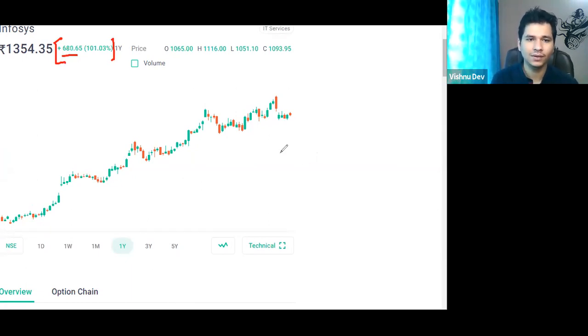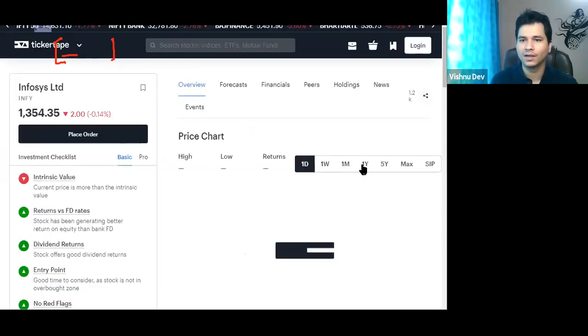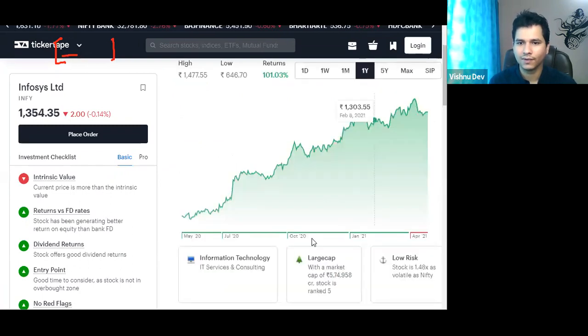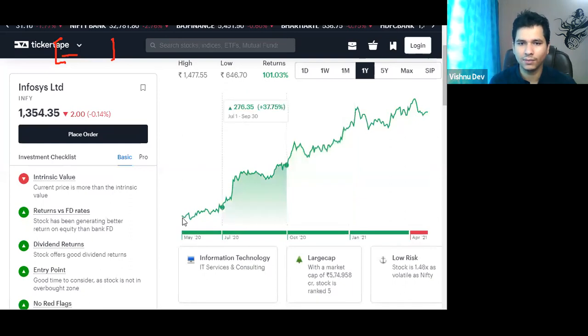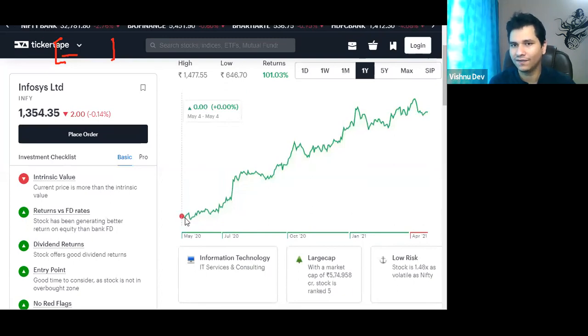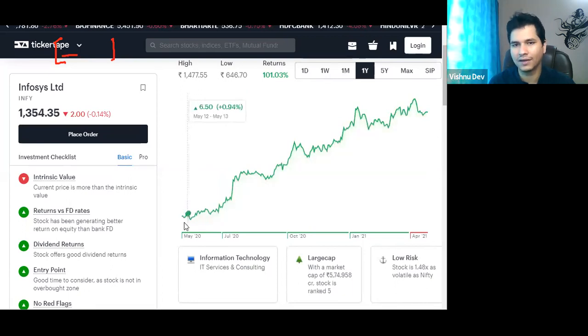Now, if it has grown by 680 rupees, what was the price 1 year before? Let us see. Everyone, just see here. I'll just switch it to candle. When you talk about the price 1 year before, think about it. See, 5 May 2020. Can you see that? It is written there.